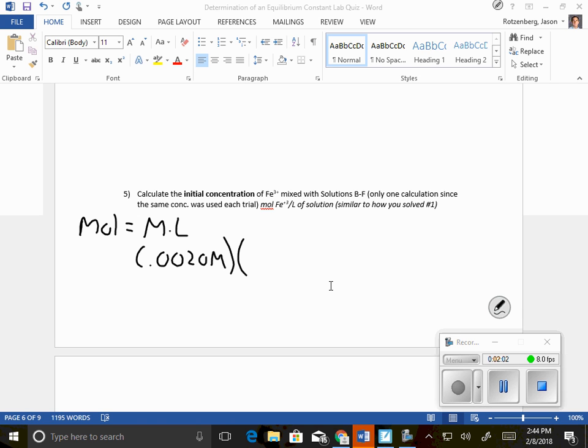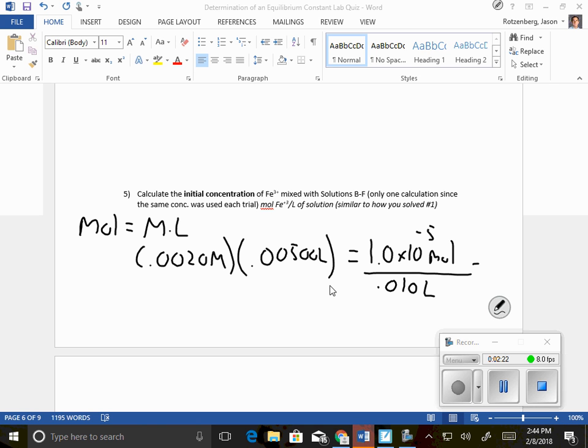times the volume, which in this case I used 5 milliliters, that would give me my number of moles, but it was put in a 10 milliliter sample, which means 1.0 times 10 to the negative third molar is my concentration. And that was the concentration of iron in each trial.